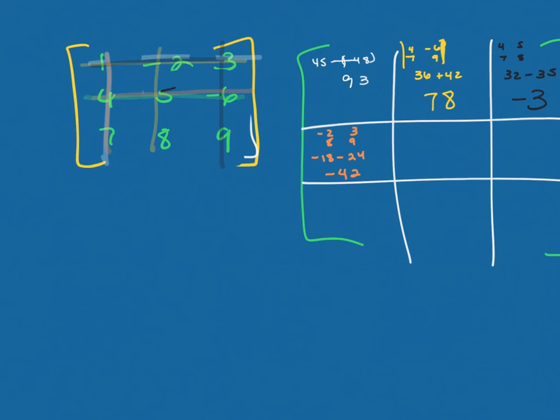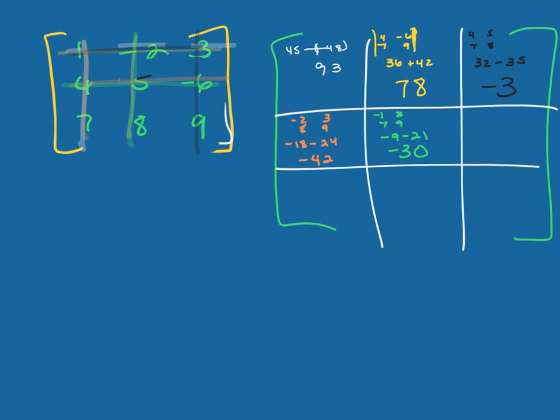Then I go row 2, column 2, and I get 1, negative 1, 3, 7, 9, and I get negative 9 minus 21, which is negative 30. And then I go row 2, column 3, and I get negative 1, negative 2, 7, 8. Actually, was that a negative 1? I can't even see it anymore. Negative 8 minus a negative 14, which is 6.